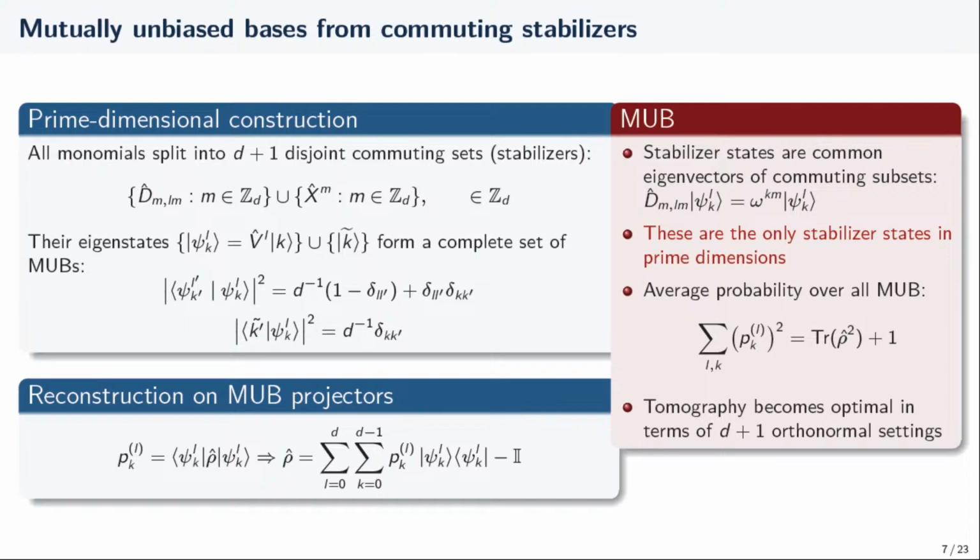Okay, then let's go back. We have different sets of commuting operators. To each set corresponds a basis, better said, and all these bases we'll call stabilizer states. Maybe you also heard about this, stabilizer states? Actually, these are very special states in quantum information science.